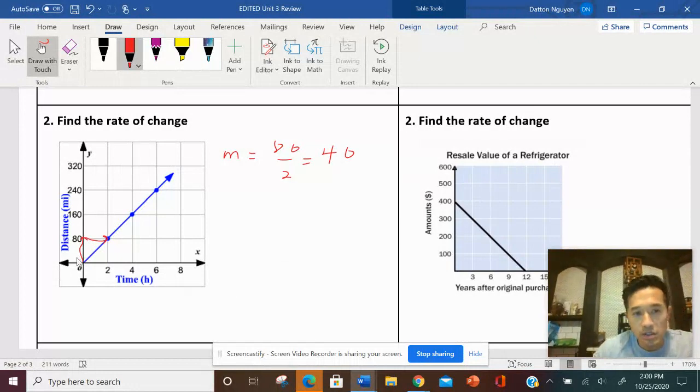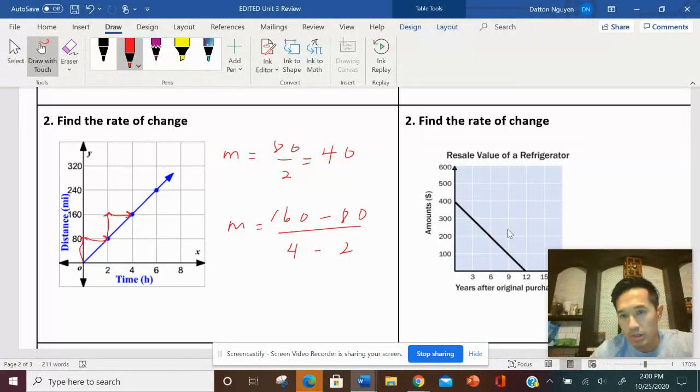Now, if it doesn't start at the y-axis for some reason, then I can always look at the rate of change from 2 other points. So I can go from here, from 80 to 160, and then from 2 to 4. Okay, and what that will give me is 160 minus 80 divided by 4 minus 2. Now, if I start at this point, that's my point 1, and I go up to the second point, then I subtract the first point from the second point. That's why it looks like 160 minus 80 over 4 minus 2.